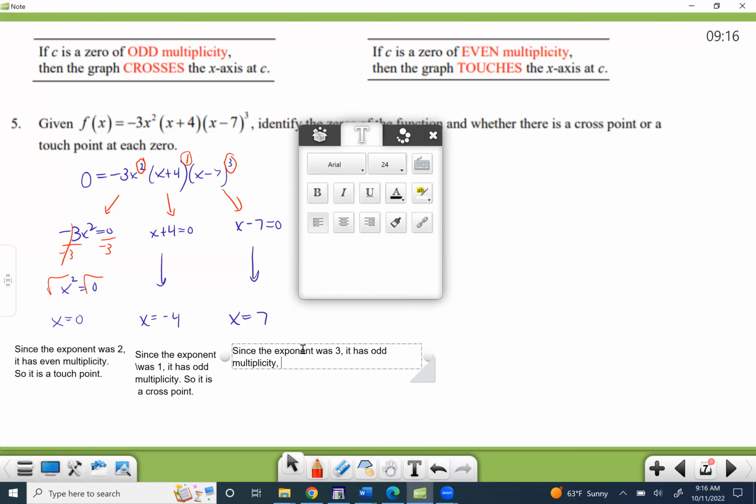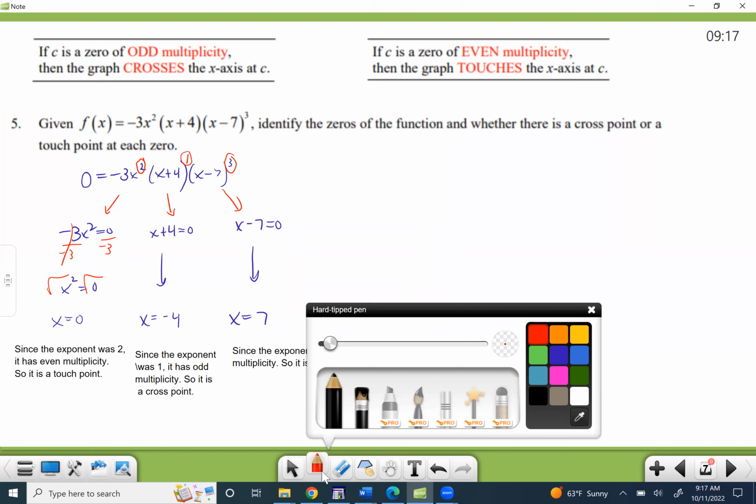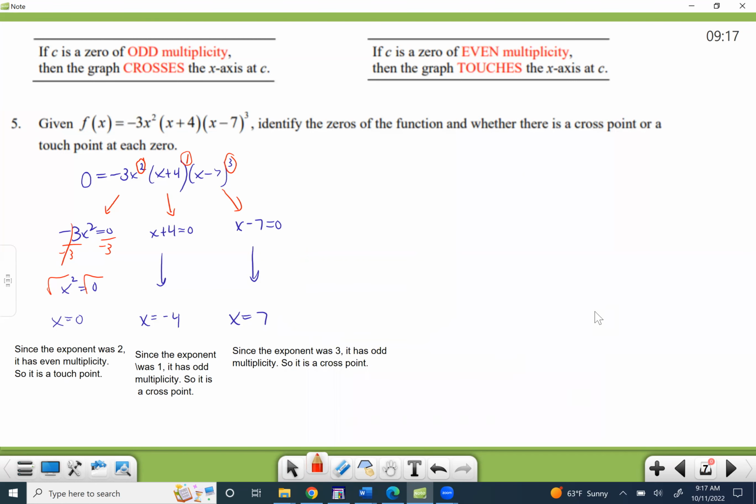So it is a cross point. Only evens are touches, right? Okay. And so that would tell us a lot, you know, in the graph.